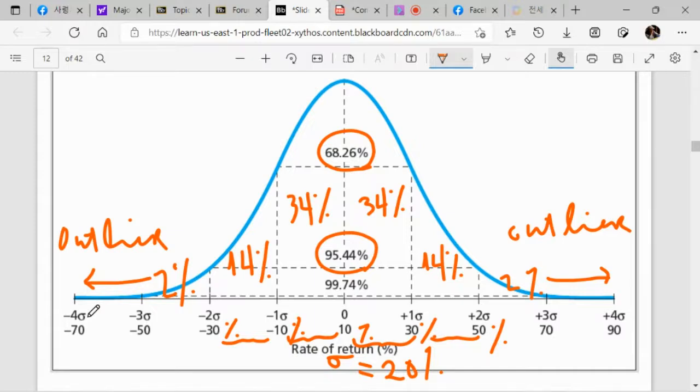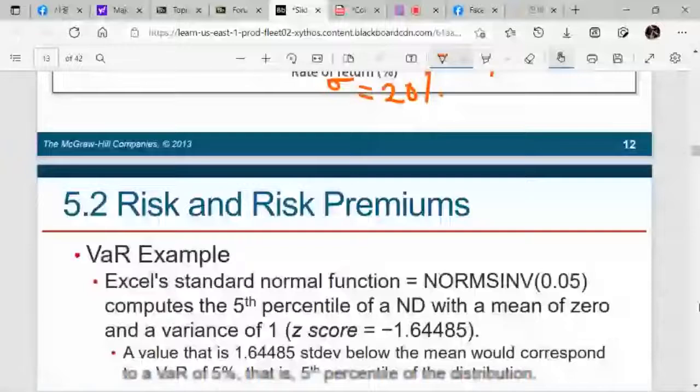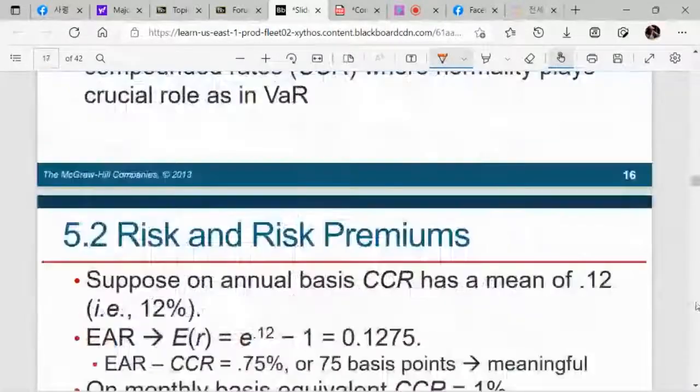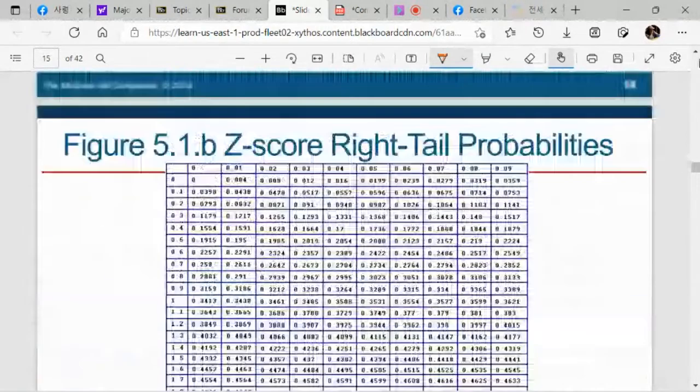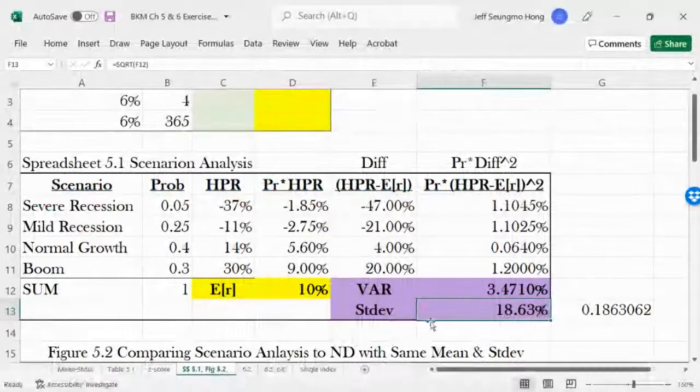So with these normal distribution properties, we can make a prediction more specifically about what the chances are of our portfolio earning like a 35% return, right? But another thing is, what about our portfolio scenario? This is our portfolio scenario under severe recession, mild recession, normal growth, boom. These are the returns that can occur, and the expected return from our portfolio is 10%, and our standard deviation is 18. But is this so?